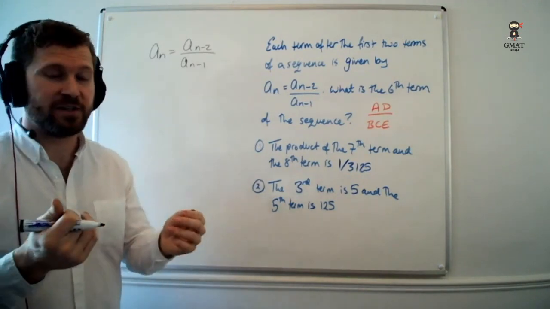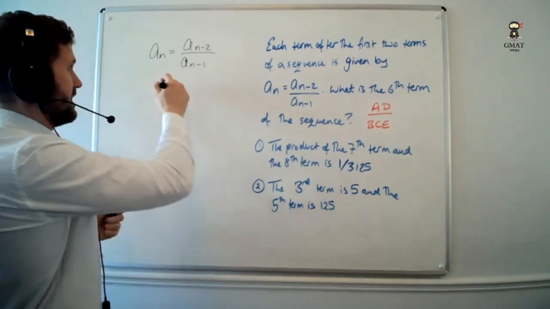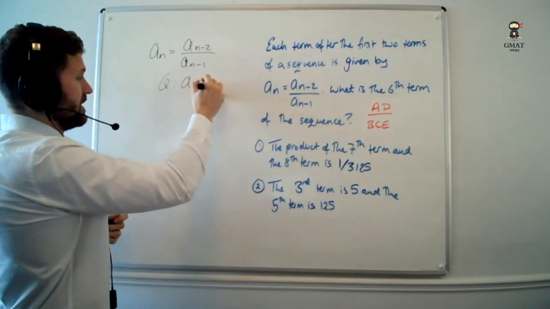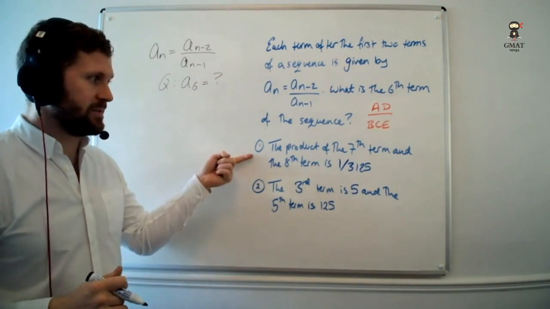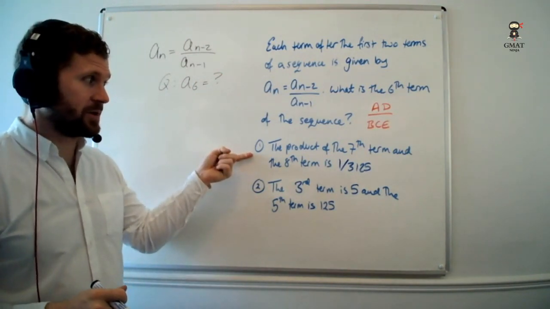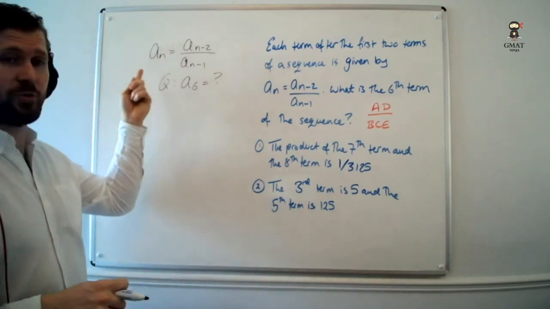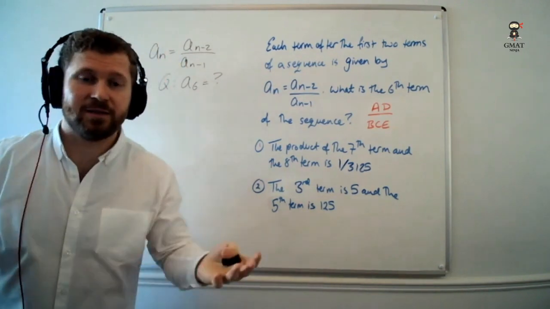And that's how we're going to find our way in here. The question that we're looking for is, what's the 6th term of the sequence? All right. Piece of information number 1. Okay, product of the 7th and the 8th term. Well, I've got no products here. I don't multiply anything. It appears useless.